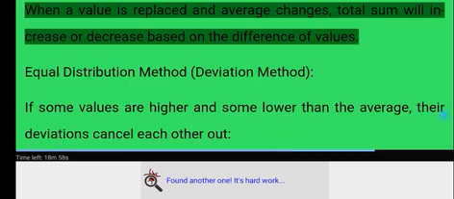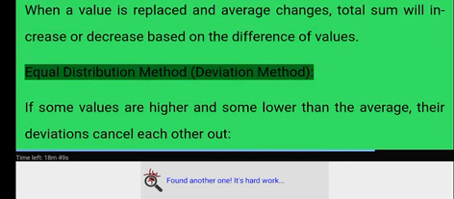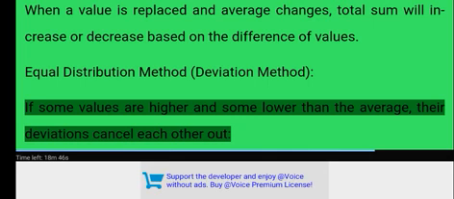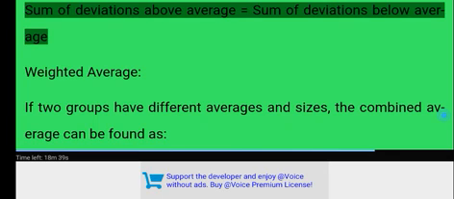Replacing a value. When a value is replaced and average changes, total sum will increase or decrease based on the difference of values. Equal distribution method, deviation method. If some values are higher and some lower than the average, their deviations cancel each other out. Sum of deviations above average equals sum of deviations below average.